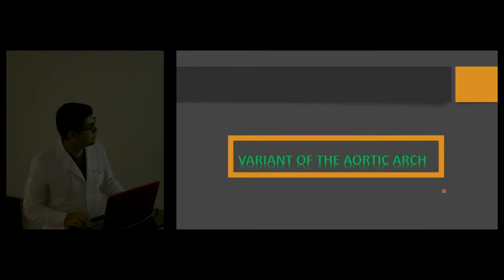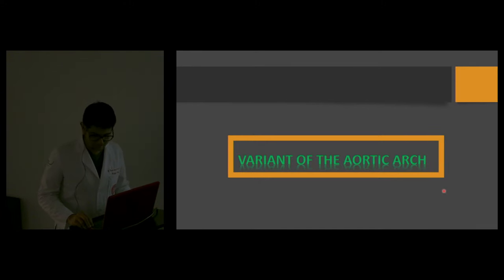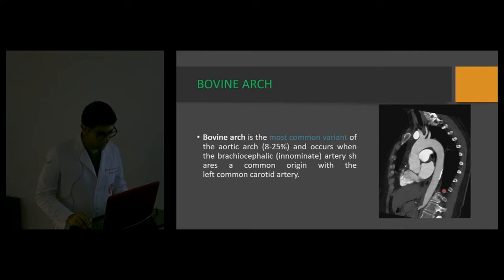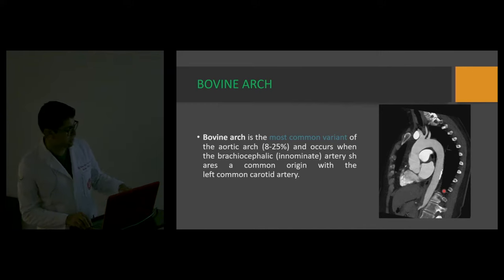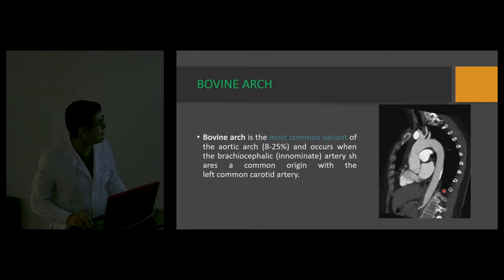Okay, let's begin with variants of the aortic arch. Bovine arch is the most common variant of the aortic arch, 8 to 25%, and occurs when the brachiocephalic artery has a common origin with the left common carotid artery. In this image, we can see how the left common carotid has a common origin from the brachiocephalic artery.